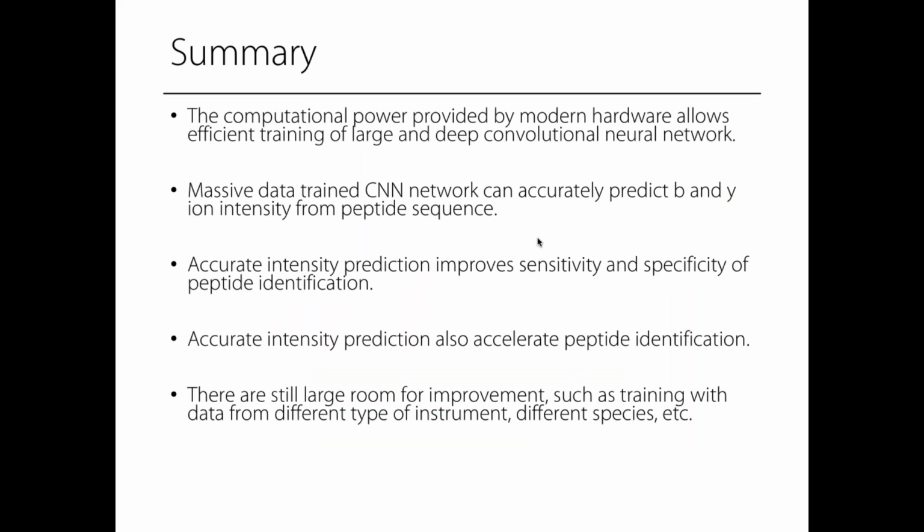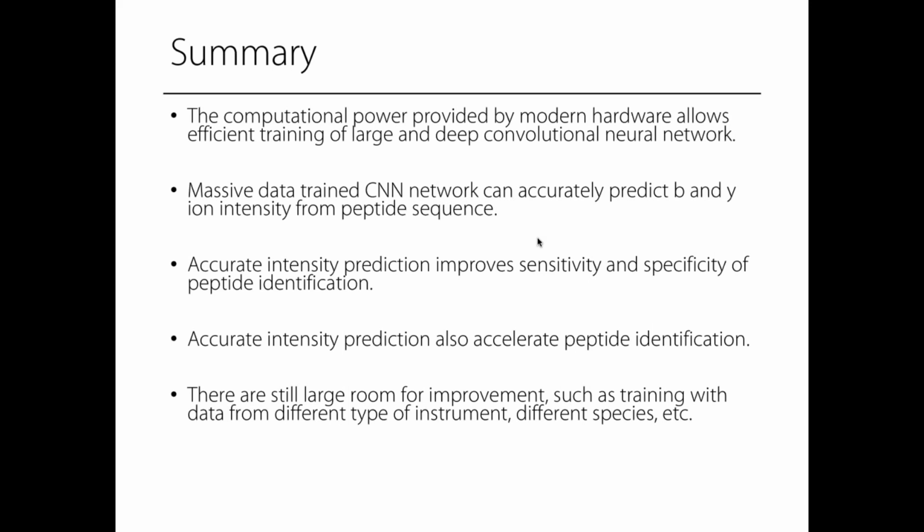Okay, so in summary, I think the computational power provided by modern hardware now allows efficient training of large and deep convolutional neural networks, and that gives us a chance to train on massive data through the CNN, and to accurately predict B and Y ion series intensity from a peptide sequence. So the accurate intensity prediction improves sensitivity and specificity of peptide identification, although there is more work to do to actually show that this is more sensitive and specific.